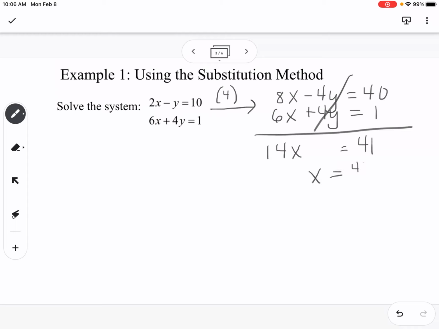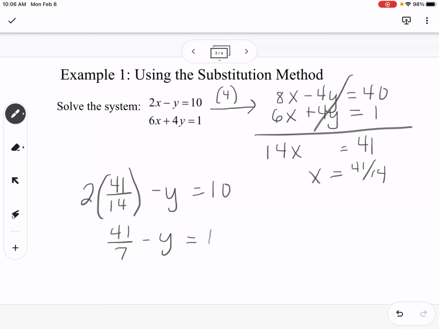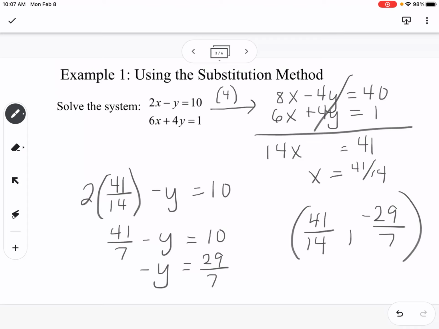Divide both sides by 14. I get 41 over 14, which we know from doing it using substitution is the correct answer. Then you have to plug it back in just like with substitution. So 2 times 41 over 14 minus y equals 10. This would become 41 over 7 minus y equals 10. Take 10 minus 41 over 7. You get negative y equals 29 over 7, which means y is negative 29 over 7. We know those answers are correct from our previous method of solving. But again, I feel like elimination's a little bit easier in this case because everything's already lined up ready to go for you.